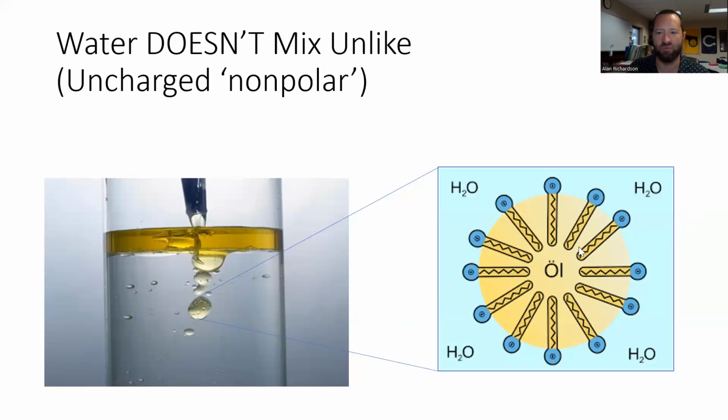That oil wants to have as little interaction with the water as possible, and so most of it stays in the middle, and then you only have to have a little bit of interaction with the water, because again, water and non-charged or non-polar substances don't mix at all. Again, to minimize that interaction, they kind of form the bubbles that we're used to seeing.